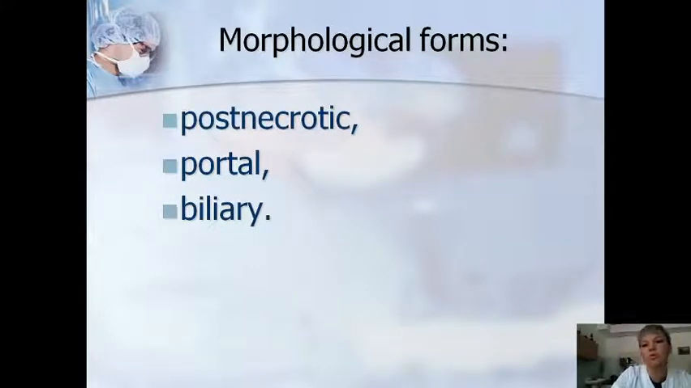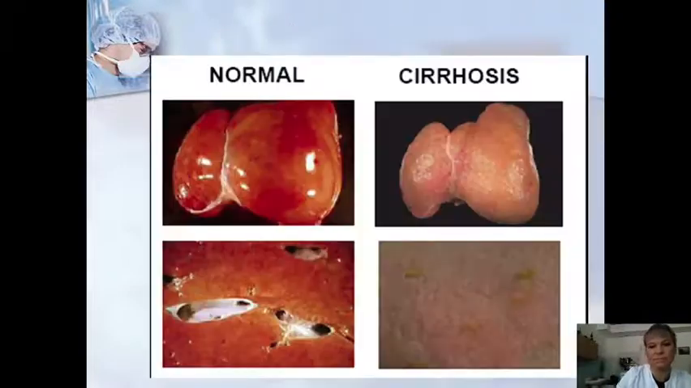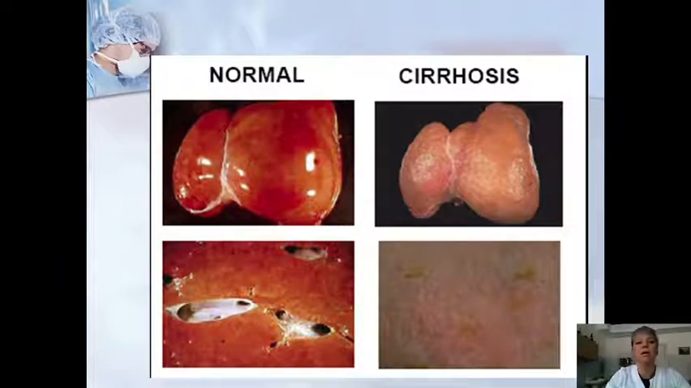According to morphology and clinical morphological changes, we see three types of cirrhosis. Post-necrotic, after necrosis; portal, due to chronic alcohol disease or chronic hepatitis; and biliary, due to obstruction of bile ducts. Cirrhosis means orange color.